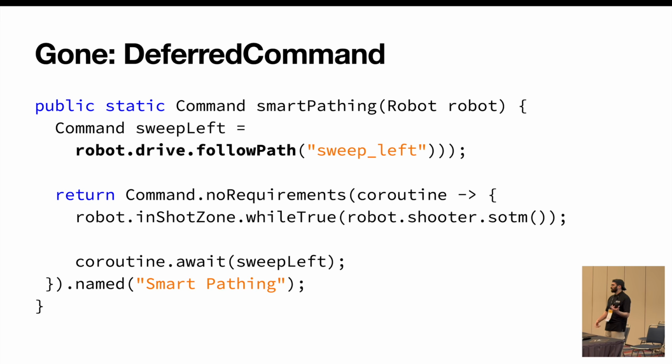You just declare it ahead of time and then you just await that object later. It's pretty easy to reuse command objects because the scheduler is smarter. You don't have that error, what was that? Like, this command is already in a composition, and you get a runtime crash because you're trying to do that. You don't have that.